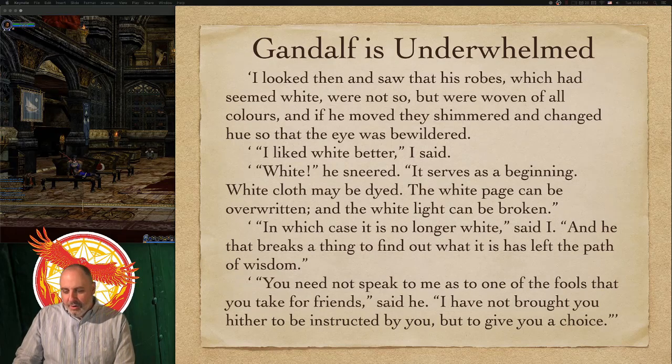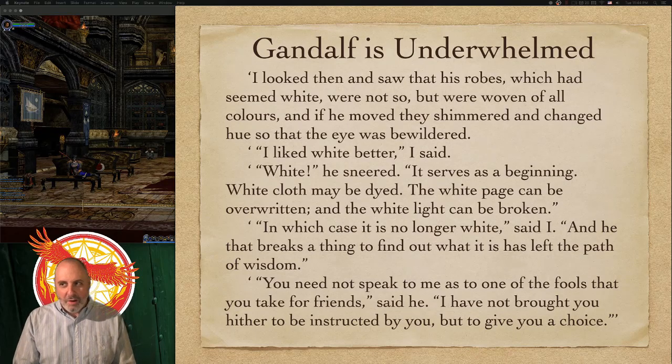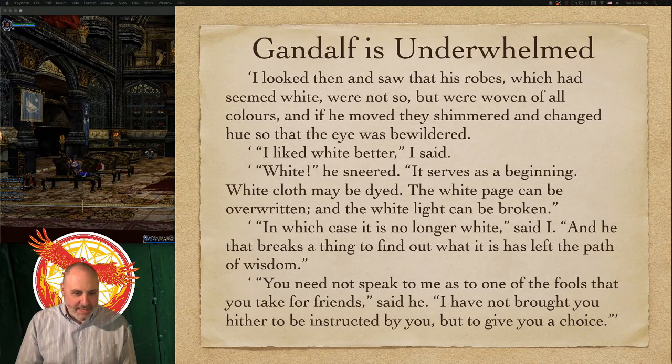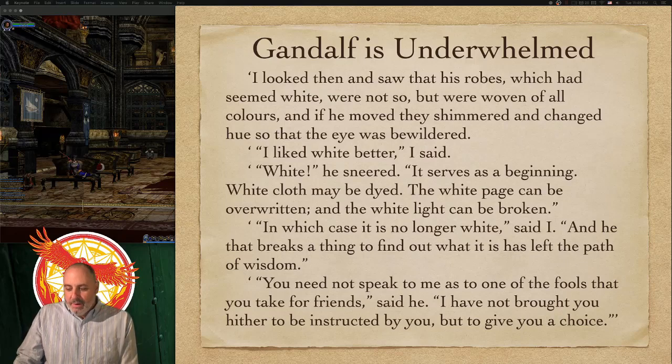And WKU fan, I agree. I don't think Saruman is used to people retorting back either. And Toramarth and I do agree. If you think that his backing out of the argument at this point makes him sound a little bit weak, or his position sound a little bit weak, yeah, not going to disagree with that. Definitely not going to disagree with that. I've not brought you hither to be instructed by you, but to give you a choice.